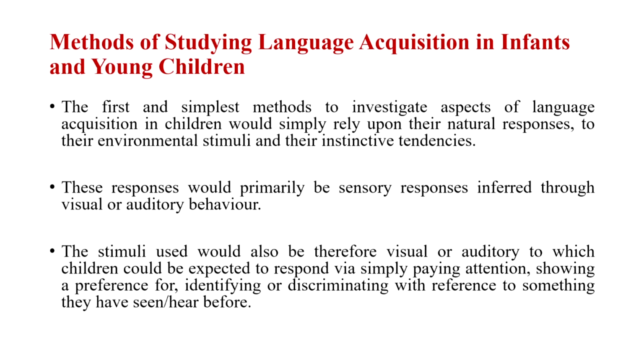Let's begin. Now, the first and the simplest methods that have been used to investigate aspects of language acquisition in children would simply need to rely upon their natural responses. What are the natural responses of a child? When we are talking about very young children, they don't even have control of their head, they can't even move their head to the left or the right, and you have to build upon responses they can naturally give. They can look at things, they can orient their ears towards listening to something, and these are some of the natural tendencies or instinctive responses that the researchers are banking upon to understand whether the children are acquiring these aspects of language.